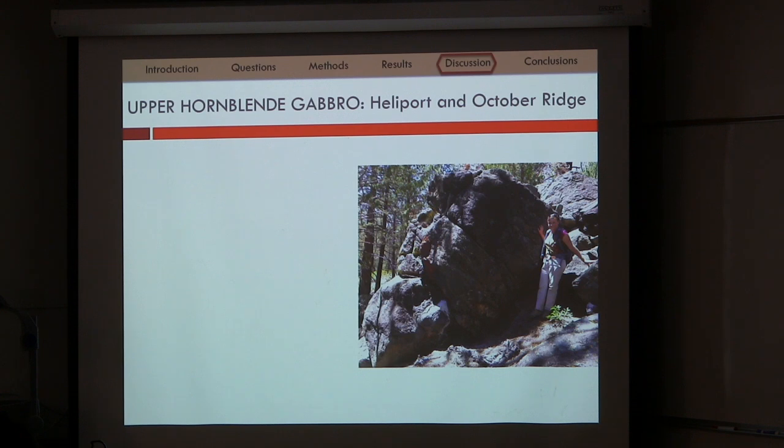All right, and the upper Hornblende Gabbro here is very similar to Heliport and October Ridges. So this is Heliport Ridge here, that's me for scale. And so these are subhorizontal. They're fairly tilted, but they're not vertical by any means. And so these are also appearing to be a sill complex.